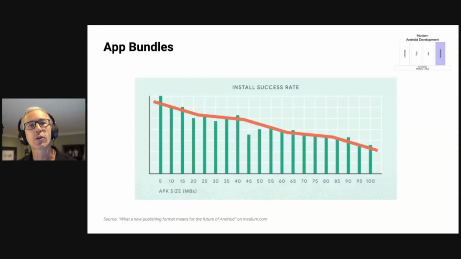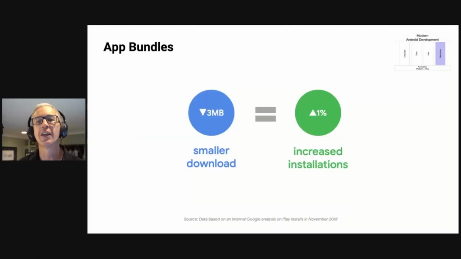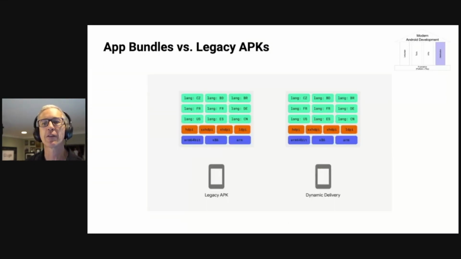Meanwhile, also the larger the APK is, the more likely it is that it may fail or get killed in the download and install process. Maybe the user chooses not to do it. Maybe the bandwidth was not sufficient for it, whatever the reason is. But the smaller the APK is, the more likely it is that it's actually going to get to where you want it to get. And also, the smaller the download, the more installations there are in general, if we just track the data.